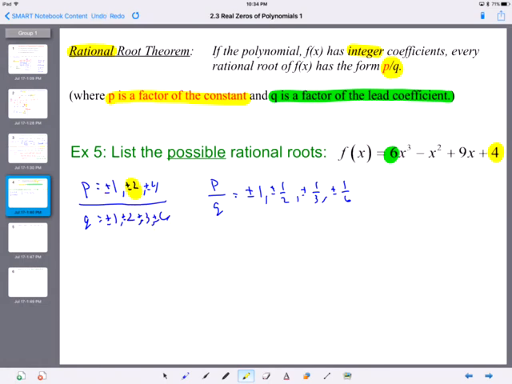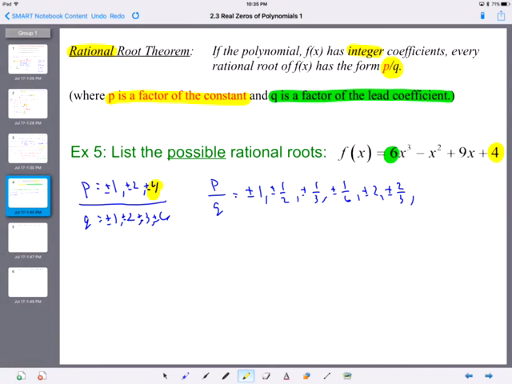Now we're going to start with 2 and do all those values right there. So now we have 2 over 1, so that's plus or minus 2. 2 over 2 simplifies to 1, so that one's good. 2 over 3 we don't have, so plus or minus 2/3. And then 2 over 6 is 1/3, but we already have 1/3, so we're good there.